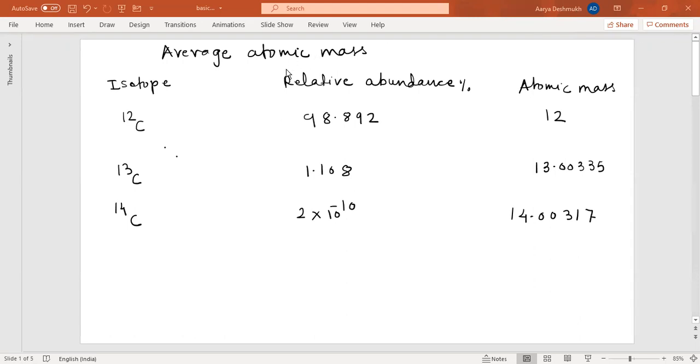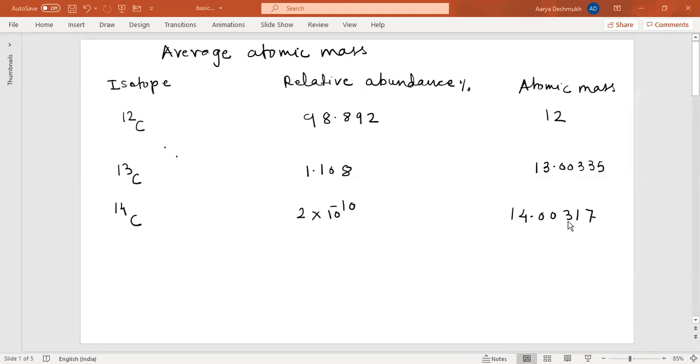So here you can see carbon exists in three different isotopes and their relative abundance is shown here. Carbon 12, the relative abundance is 98.892 with atomic mass 12, C13 with 1.108 and its atomic mass is found to be 13.00335, and C14, which is in quite a small amount, that is 2 into 10 raised to minus 10, and atomic mass was found to be 14.00317.